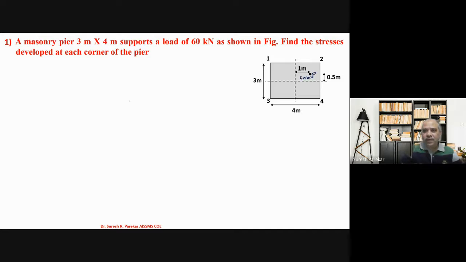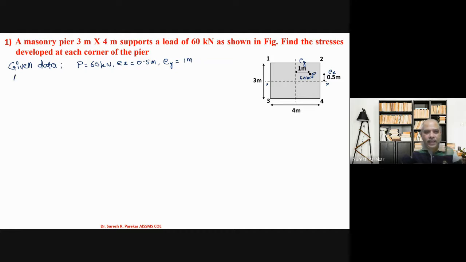Now we will first write down the given data. So we have given P equal to 60 kilonewton. Then Ex is given. So this we are going to say XX axis. So we have Ex equal to 0.5 meters, and Ey we have 1 meter.